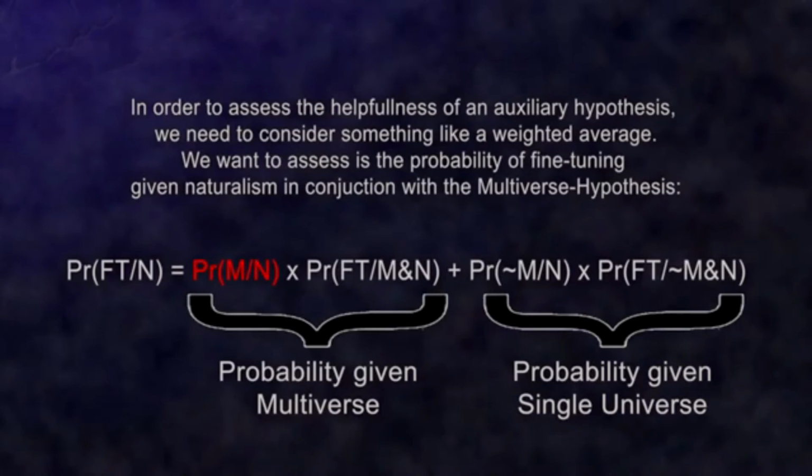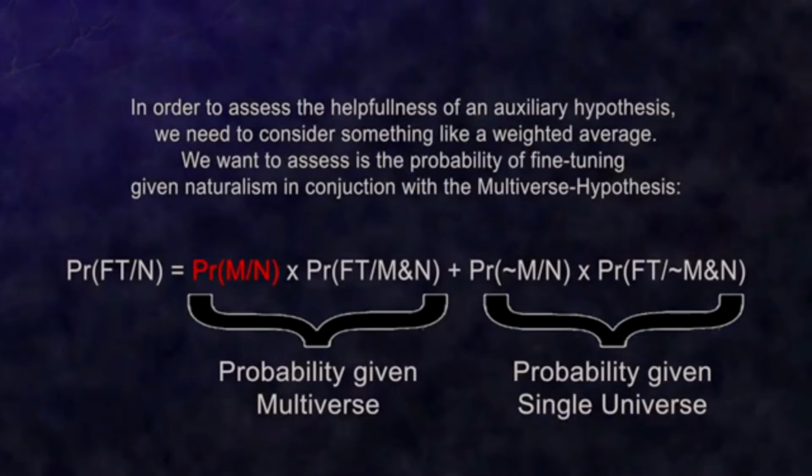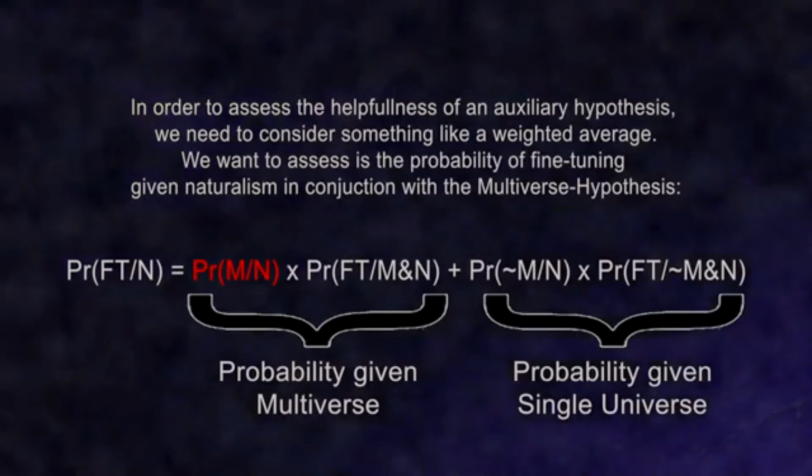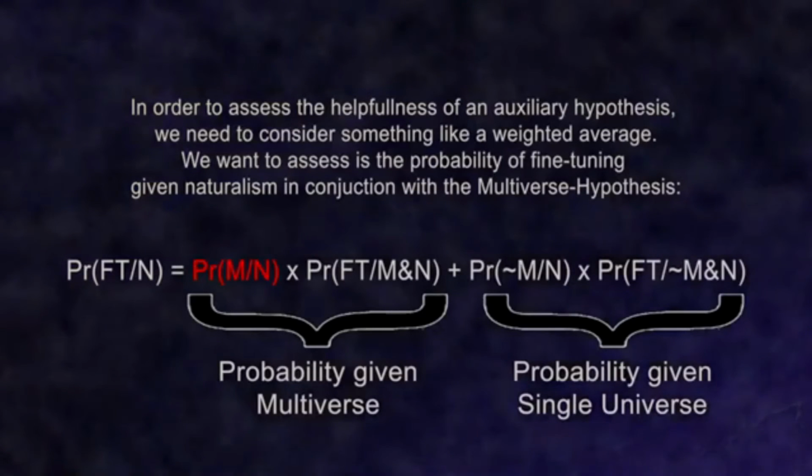Important is of course the probability of a multiverse existing given naturalism. That's the crux of it. If this probability is low, then it wouldn't help if the hypothesis would, if true, predict a fine-tuned universe. The auxiliary hypothesis itself has to be probable given naturalism. Otherwise, it won't factor into the equation enough to shift the probability significantly.